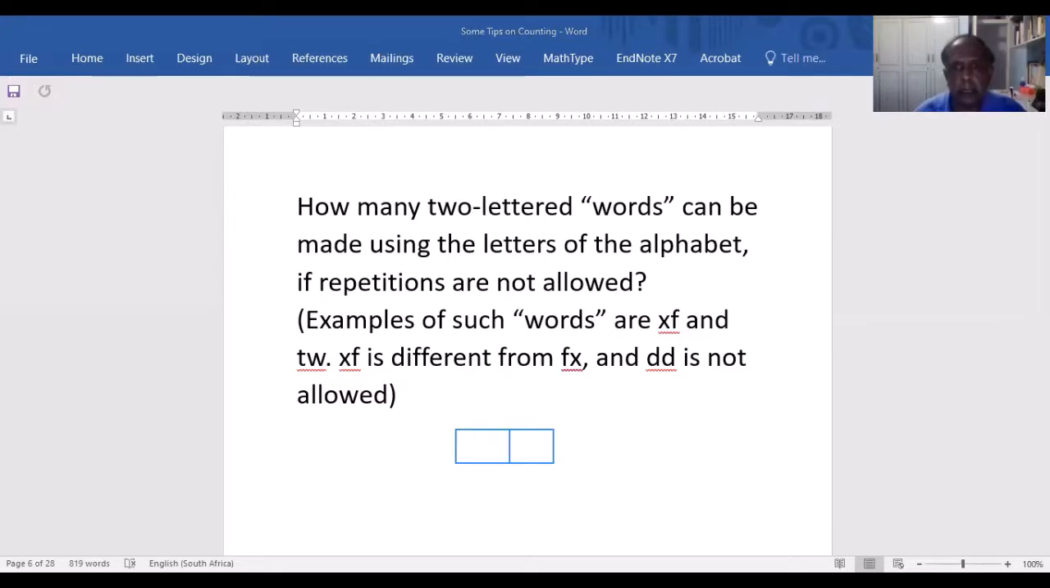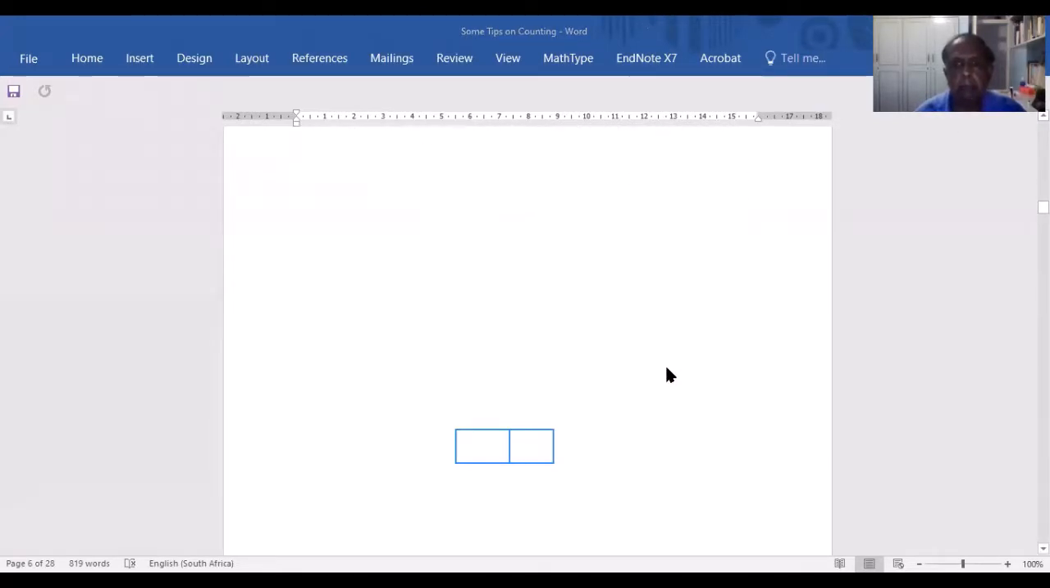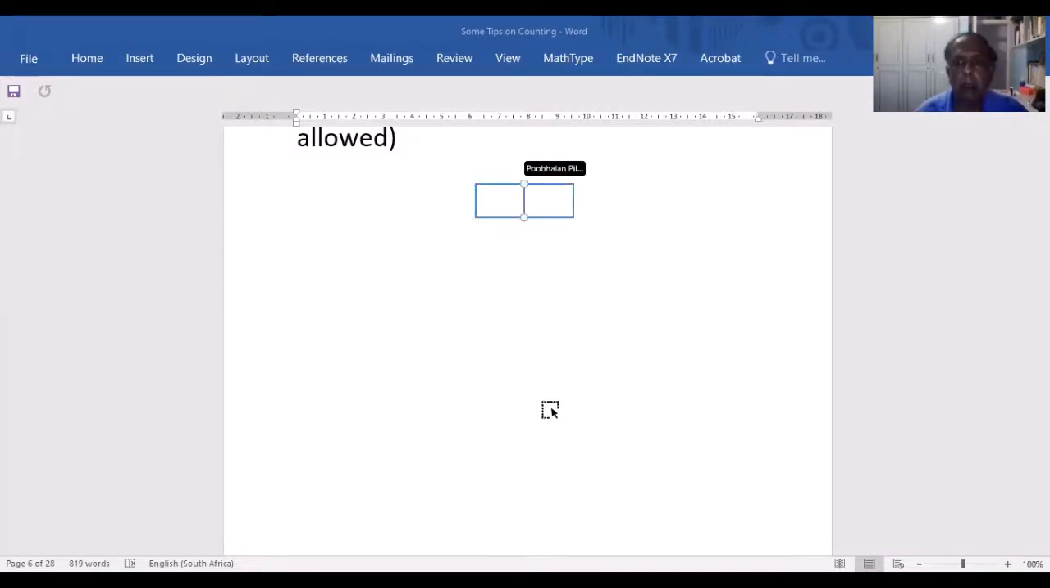Let's move this little diagram up. Now, the first letter can be chosen. Suppose the first letter is chosen to be A. Then the second letter can be chosen. Repetitions are not allowed, so it could be B, C, all the way up to Z.